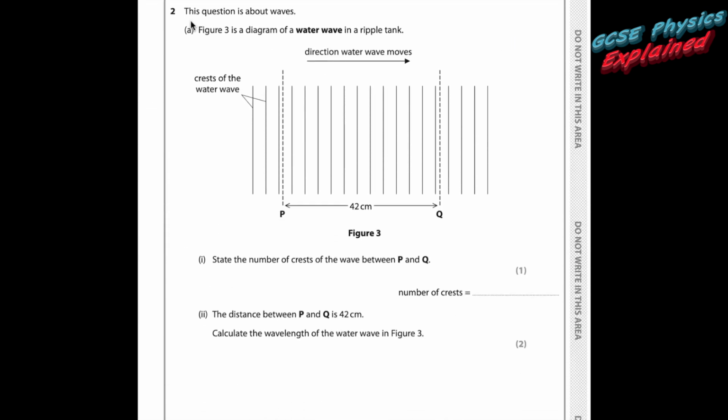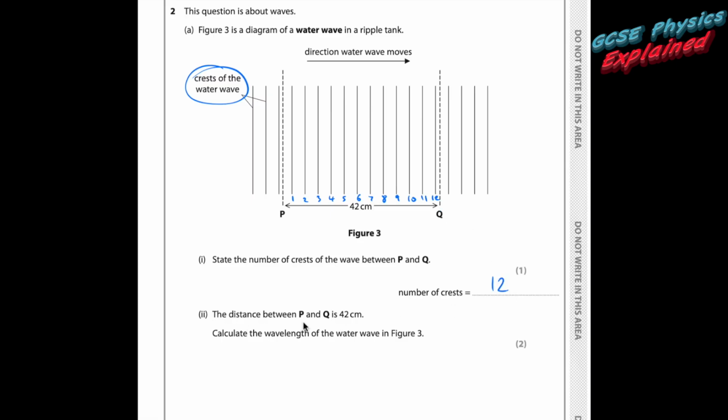Question 2. This question is about waves. Part A. Figure 3 is a diagram of a water wave in a ripple tank. Part 1. State the number of crests of the wave between P and Q. So there's P, there's Q. These are the crests of the water waves, the lines. So you've got 1, 2, 3, 4, 5, 6, 7, 8, 9, 10, 11, 12.